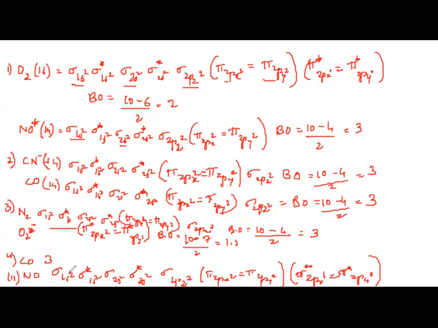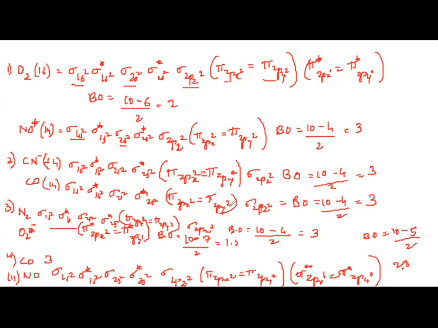Now calculate the bond order. 2, 4, 6, 8, 10. So bond order will be 10 minus 5 by 2, it is 2.5. Yes. So this is the bond order.